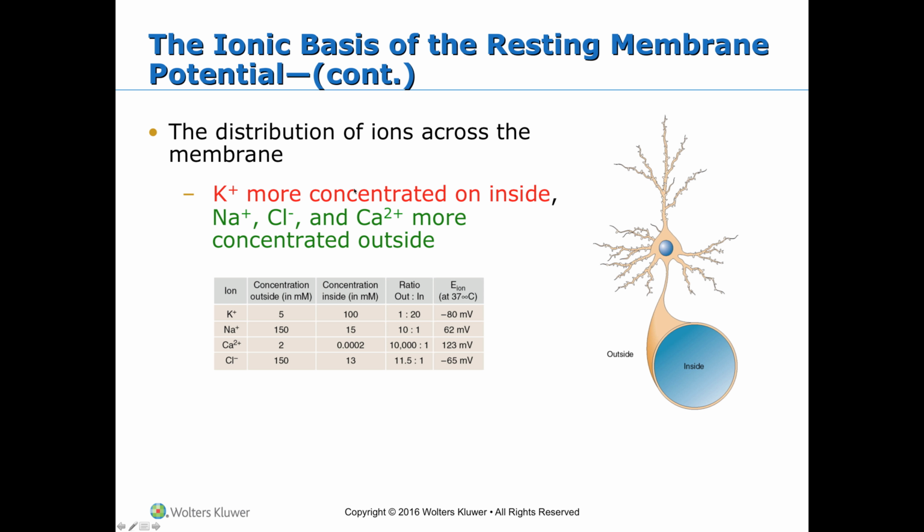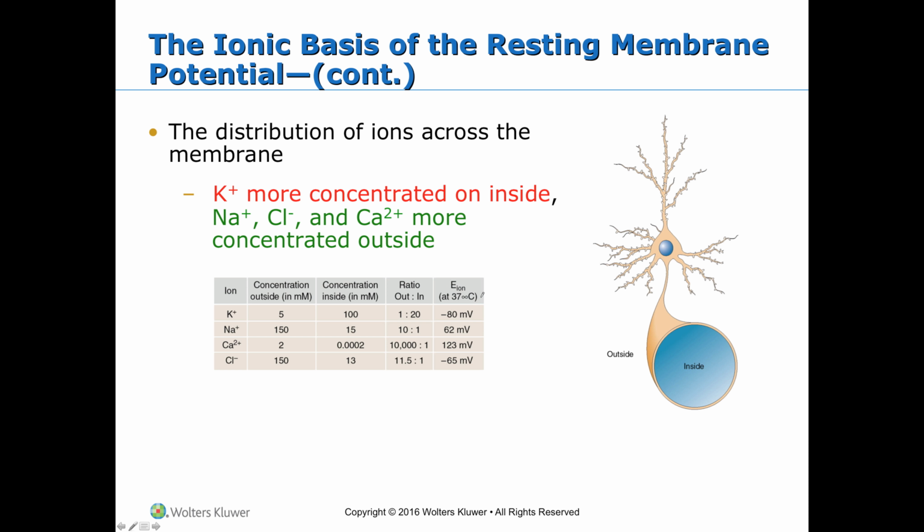Across the membrane, potassium is more concentrated on the inside. Sodium, chloride, and calcium are more concentrated on the outside. So this is just a brief chart that's given in your book of concentrations in millimolars on the inside versus the outside.